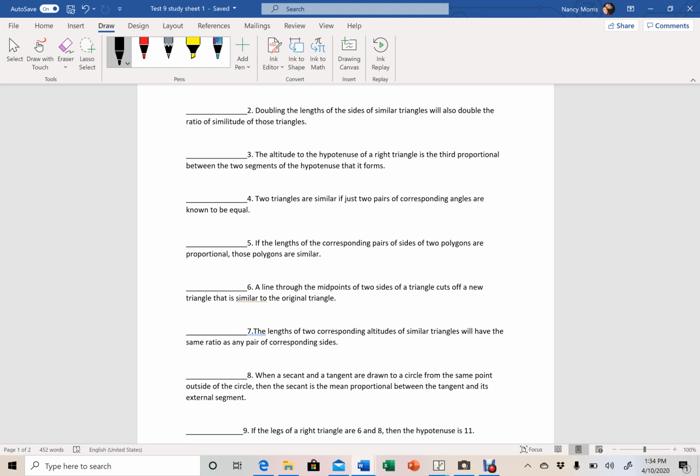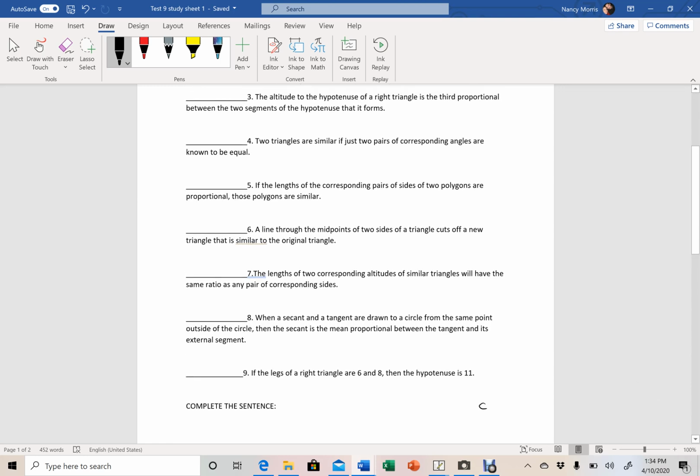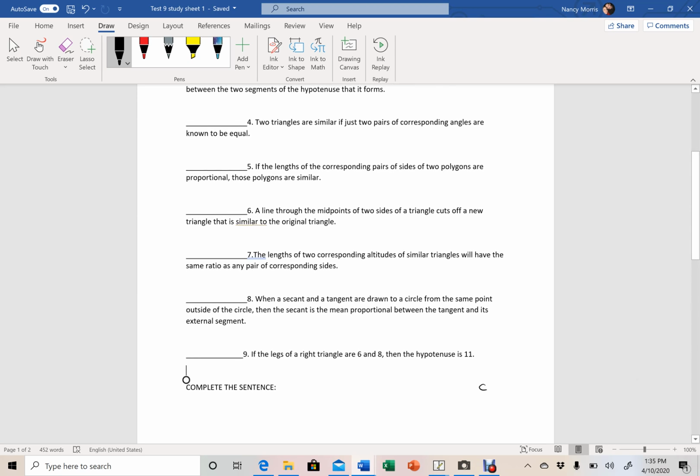to the original triangle. Okay, number 7, the lengths of two corresponding altitudes of similar triangles will have the same ratio as any pair of corresponding sides. Let me say that again. The lengths of two corresponding altitudes of similar triangles have the same ratio as any pair of corresponding sides. That was number 7.